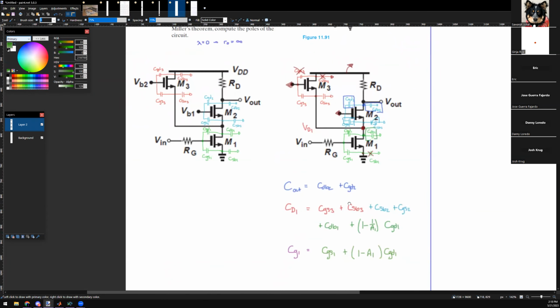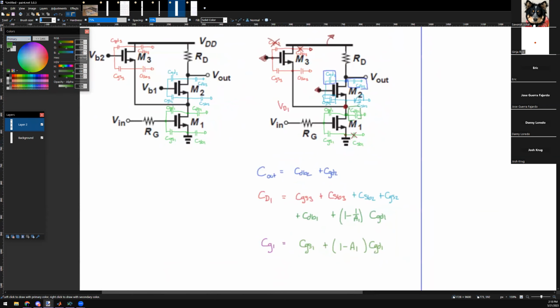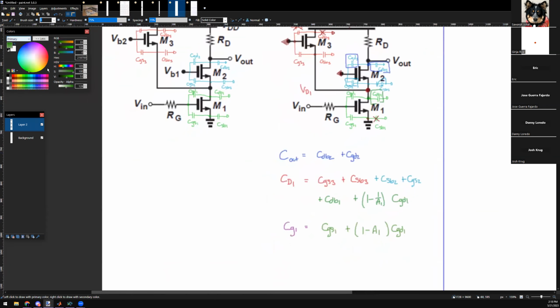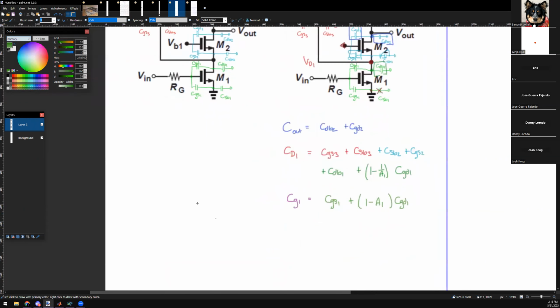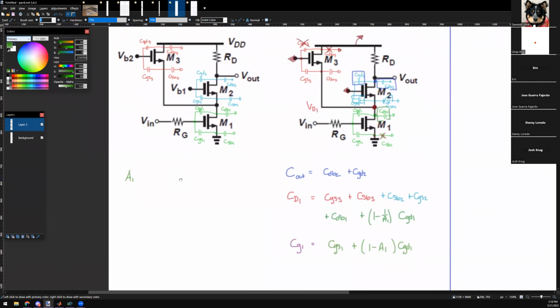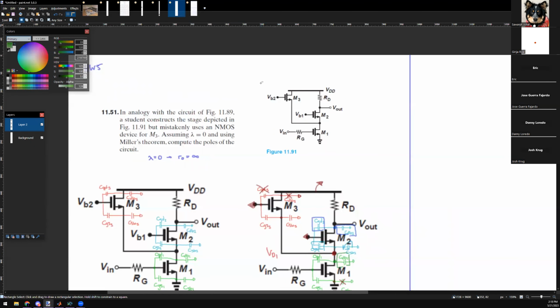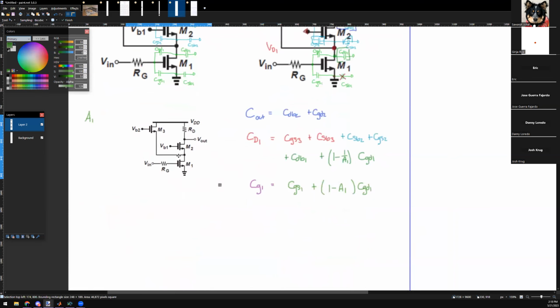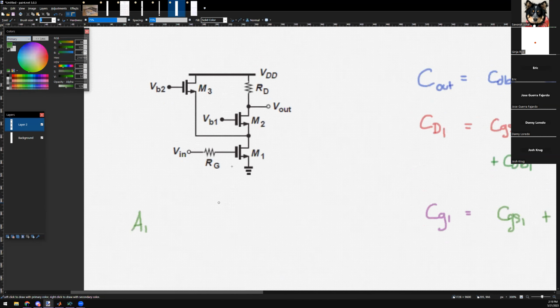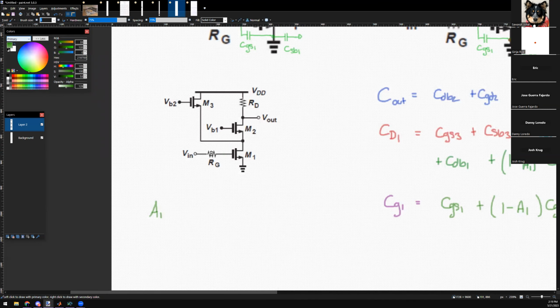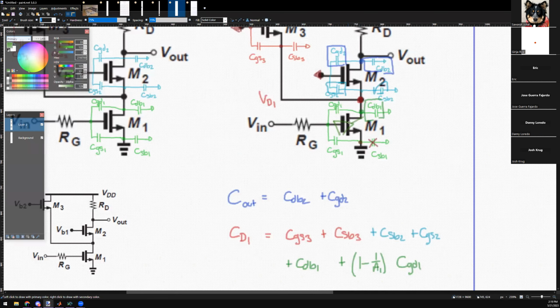Let's find the gain of A1, or M1. Let's find the gain of this guy, so we need to find what A1 is. A1 is going to be equal to negative gm. Hold on, I'm just going to take this original circuit because this is all that matters to find A1. A1 is the gain across this device, not from here to here.